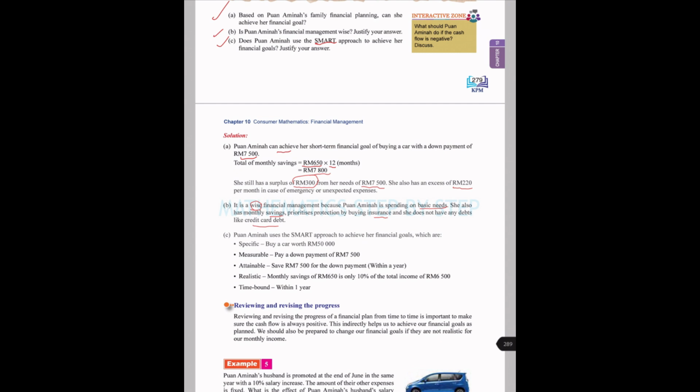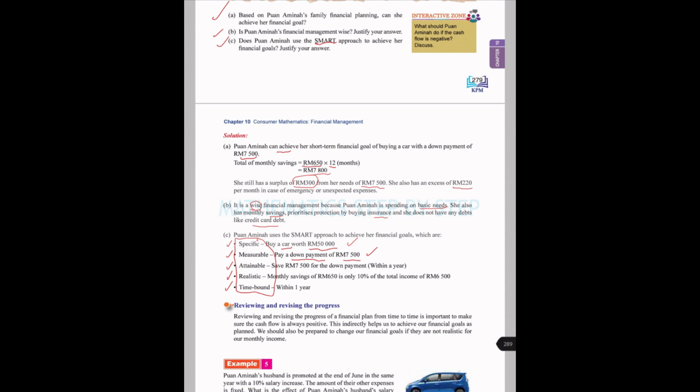Justify your answer, okay? So S stands for specific, M stands for measurable, A stands for attainable, R stands for realistic, T stands for time bound, okay? You must remember this. Okay? So her goal of buying a car worth 50,000 is specific, and she knows she wants to pay a down payment of 7,500, so the goal is measurable.